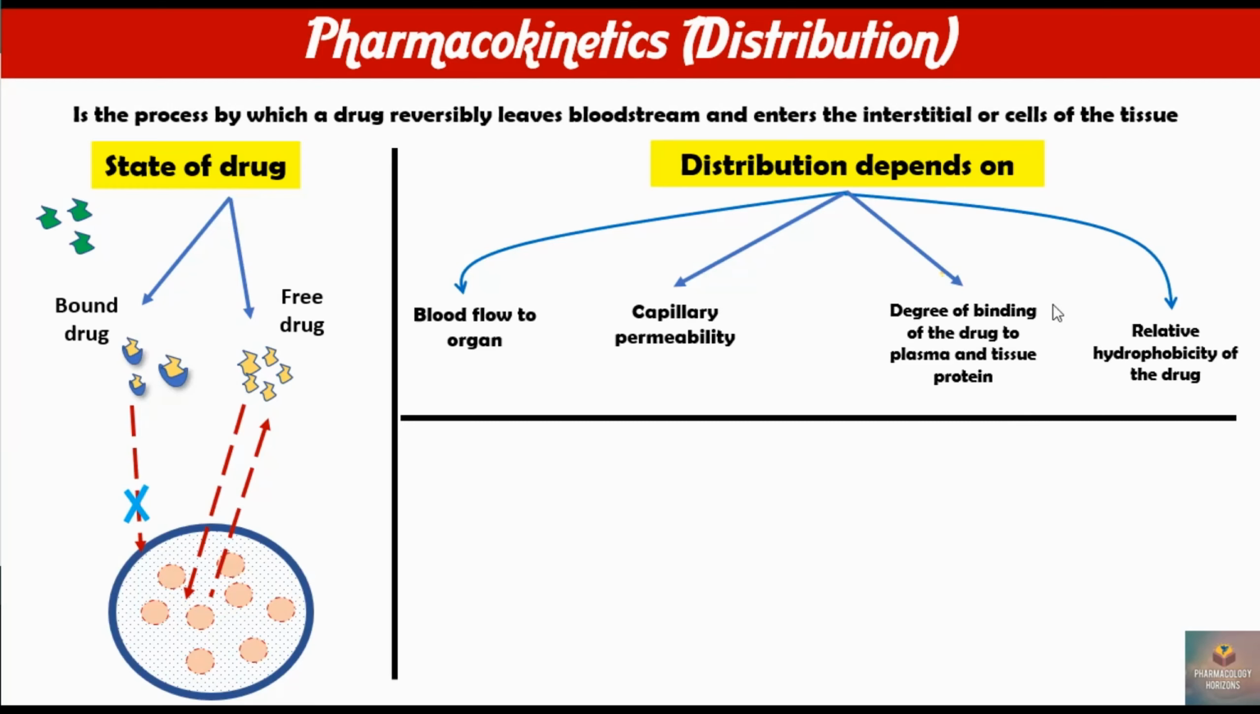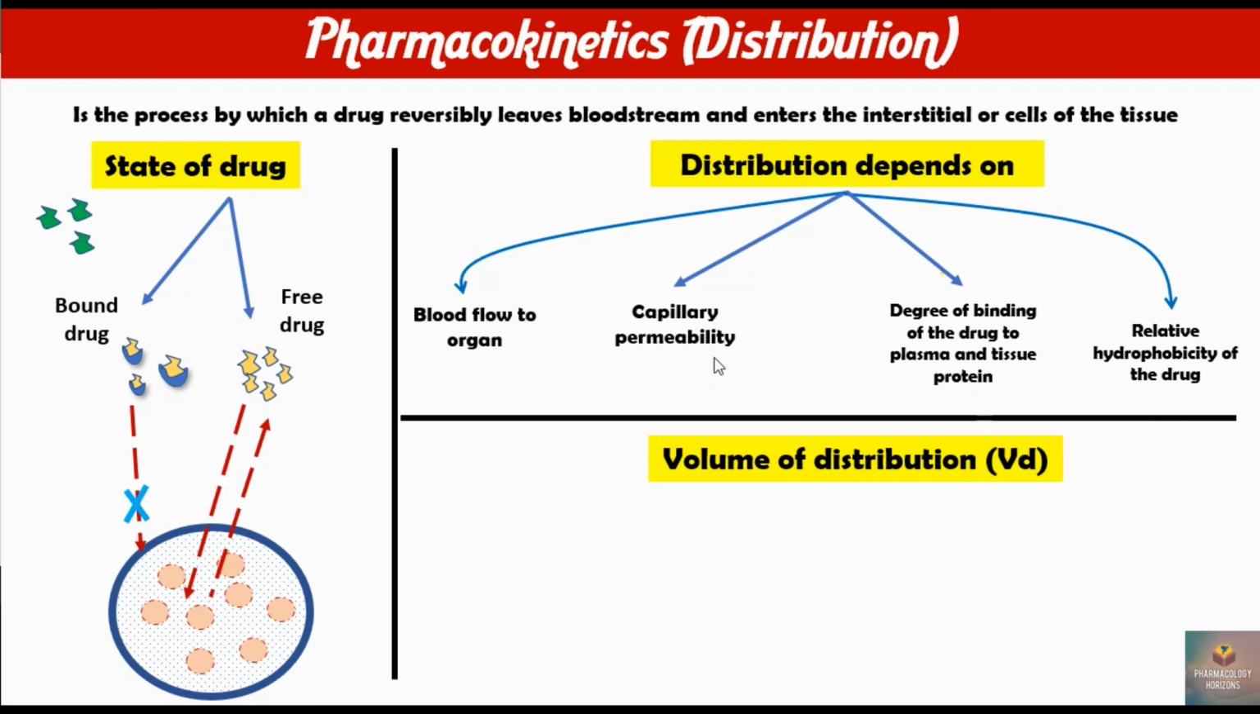Degree of binding of the drug to the plasma and tissue protein: as we said before, only free drugs are distributed to the tissues, while the bound drug is not distributed. And relative hydrophobicity of the drug. The more lipophilic the drug, the more it will be distributed to tissues.